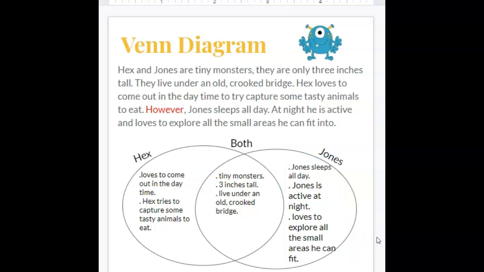Okay, this is our completed Venn diagram. We're comparing and contrasting Jones and Hex. They are both tiny monsters. They're both 3 inches tall, and they both live under an old crooked bridge. However, there's differences between the two monsters because Hex loves to come out in the daytime, and he tries to capture some tasty animals to eat. But we know that Jones sleeps all day. Jones is active at night, and he loves to explore all the small areas he can fit into. Okay, that again is a different way to show, and it compares and contrasts the two characters or the two monsters that we are looking at from our passage.